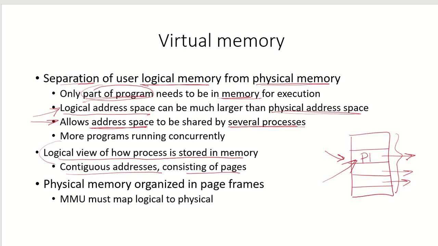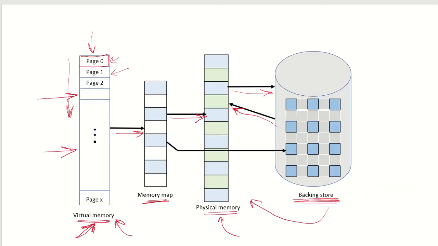So the logical view of the processes which are stored in memory is consecutive addresses consisting of pages. This is the logical view, and the physical memory is organized in page frames. So if we look at this, the logical view is that the address space is a consecutive address set and the physical memory is organized as frames, and each page can be put in a particular frame.